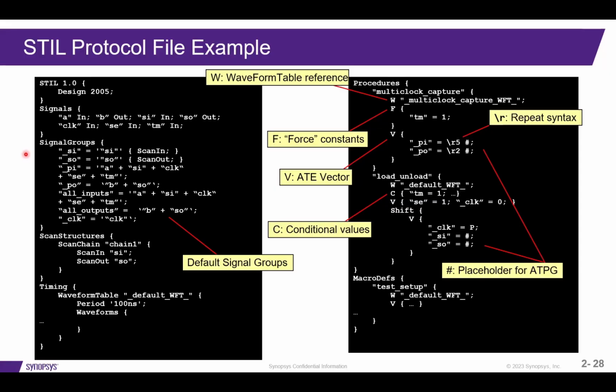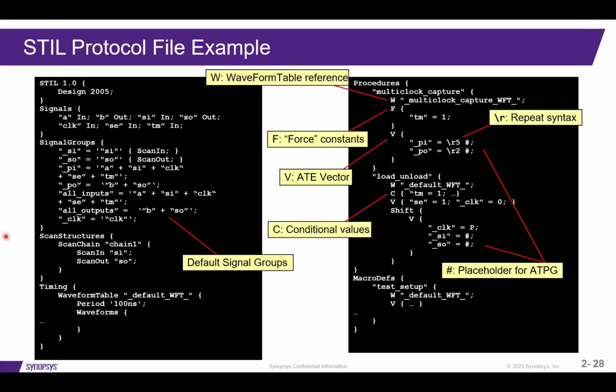Let's take a look at a test protocol file for a simple design. Let's say I have these input and output ports, and the signal groups are defined according to the purpose of each of these signals. For instance, I have specified SI and SO to be scanned in and scanned out respectively. _PI would be primary input for all my signals in the design. _PO will be primary outputs. And in this case, all inputs and _PI are pretty much the same. Similarly with all outputs.